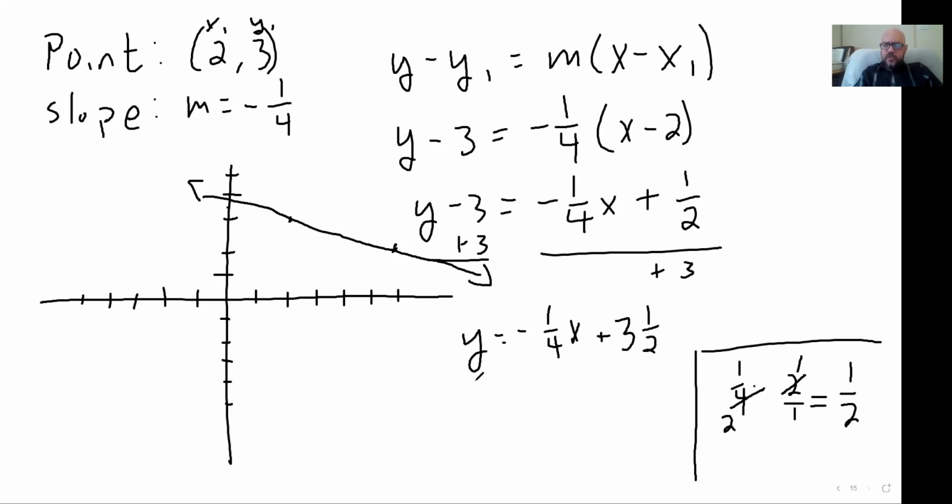So I can put this into slope-intercept form, but I don't really need to, because if I recognize that it's in point-slope form, it's actually easier to just stop right here and graph it. I've got a point, I've got the slope, that's all I need.